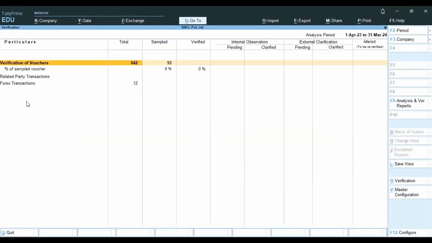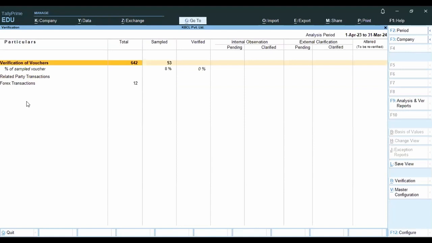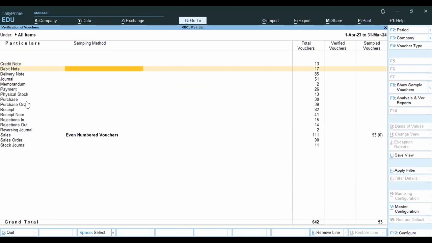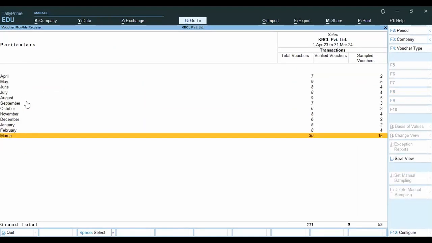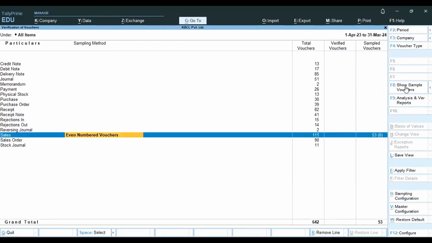Voucher verification. Here, this is very interesting. Under this tab, Tally gives me the list of entire year transactions. It is telling me that there are 642 transactions in a year. From that, how many do you want to sample? I can simply click here and do the sampling. Say for the sales, I want to do sampling. Tally will ask me which method I want to select for sampling.